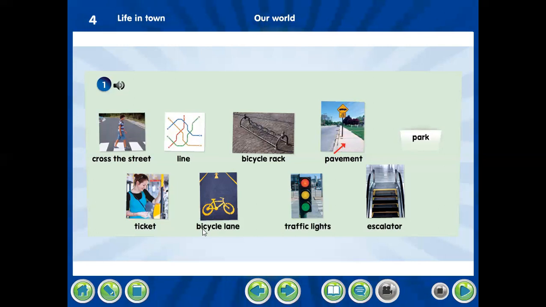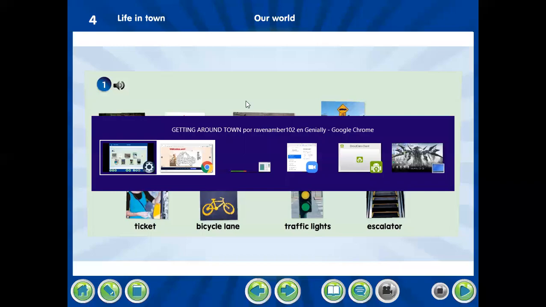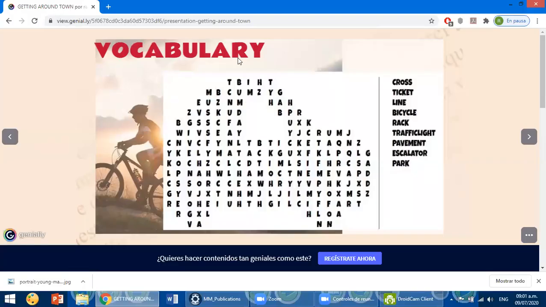Pay attention here, bicycle lane. This is line, lane. Bicycle lane is this. It's a road especially only for bicycles. Okay. Traffic light. You know the traffic light. Okay. And escalator. Help me, please, to find in the word search. Okay. In this word search. Go to annotate, please. And help me to find these words.